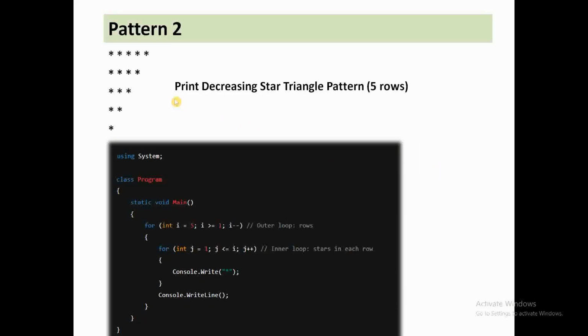Next we have pattern 2, where we have to achieve this decreasing star triangle pattern with 5 rows and 5 columns. But here the scenario changes. We are not incrementing the i value of the first loop, we are decrementing it, because we want the reverse order of the triangle. We are decreasing the stars according to the condition. First we have 5 stars, then 4, 3, 2, 1, like that. In this way we have to design this pattern.